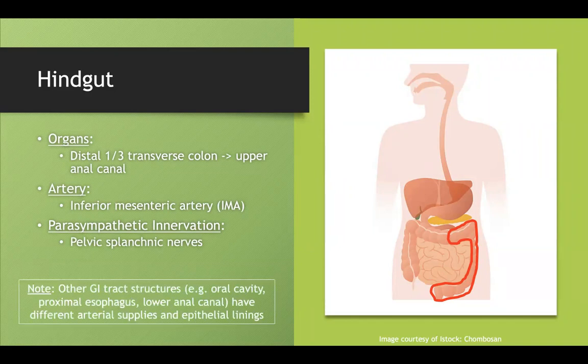I want to make a point here. We started with the distal esophagus and went all the way through the upper anal canal. Keep in mind that the oral cavity and the lower anal canal have different arterial supplies and epithelial linings. They're technically not part of the embryologic GI tract, but we will go over them in this lecture as we move forward.